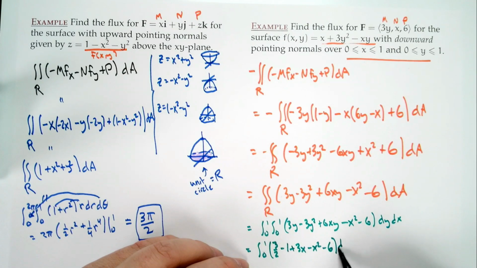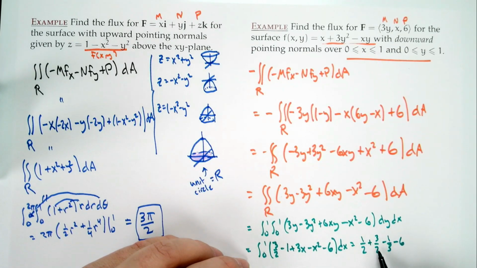All right, and we're integrating that dx. So we'll do this again. So 3/2 minus 1 is 1/2. And if I integrate that, that'll be a half x from 0 to 1, which is 1/2. That's the first two terms. 3x, that'll become 3/2 x squared. Evaluate that from 0 to 1. That'll leave you with 3/2. Minus x squared, well, that'll become minus 1/3 x cubed. Evaluate that from 0 to 1, and that'll become minus 1/3. Minus 6x, evaluate that from 0 to 1, leaves you with minus 6.